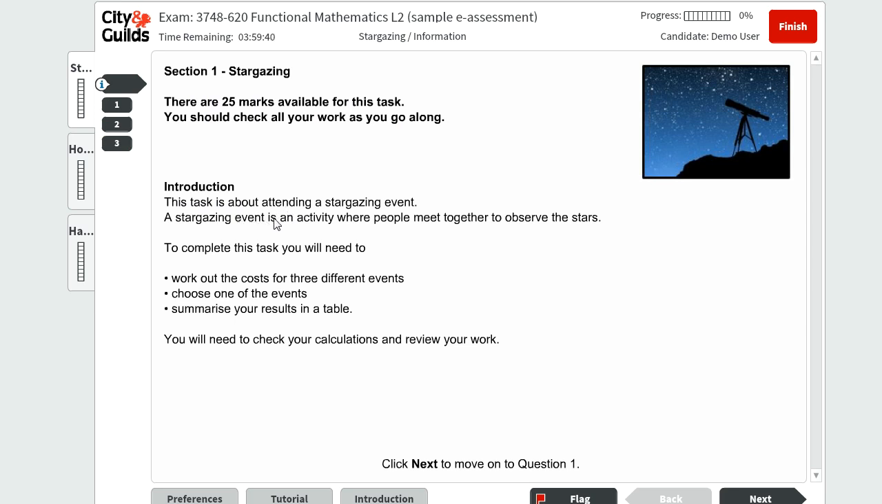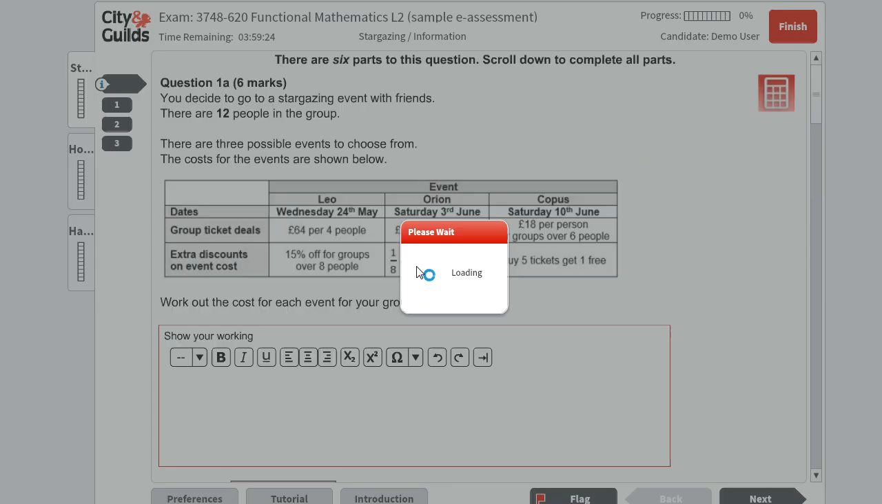They're telling you what a stargazing event is: an activity where people meet together to observe the stars. To complete this task, you will need to work out the cost of the 3 different events. Choose one of the events, summarize your results in a table. Now, if we move forward, let's click Next.